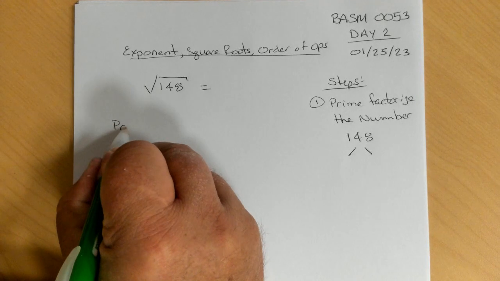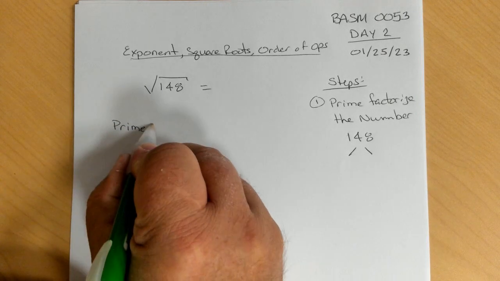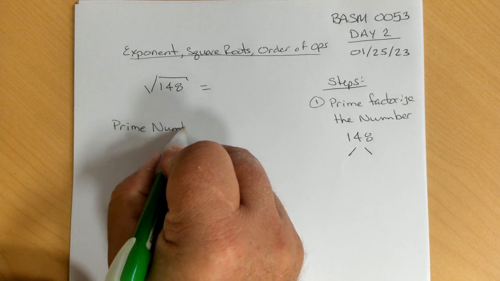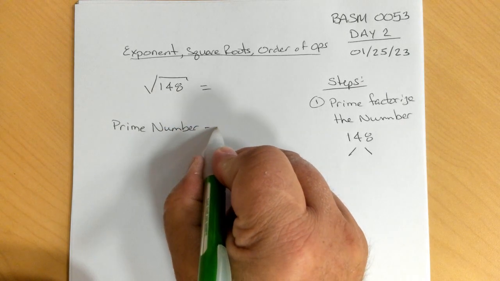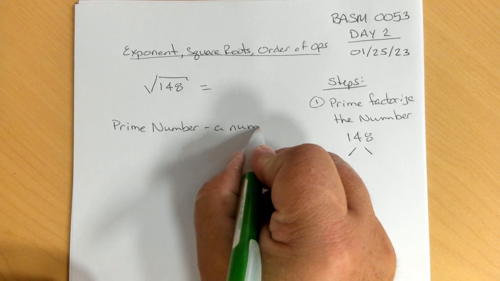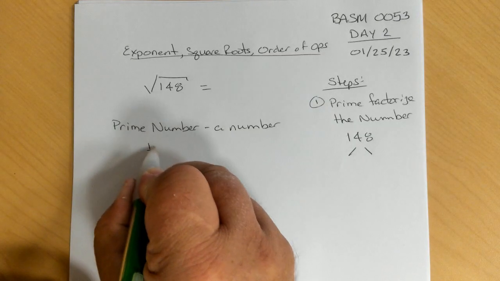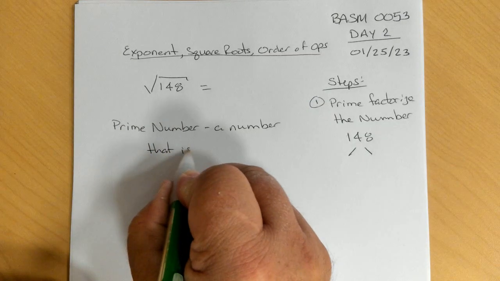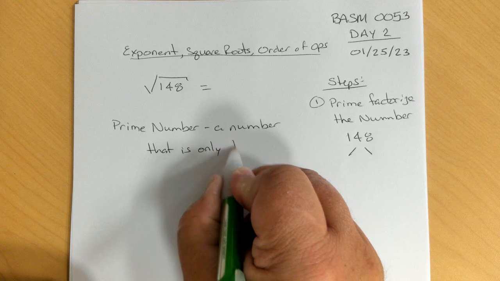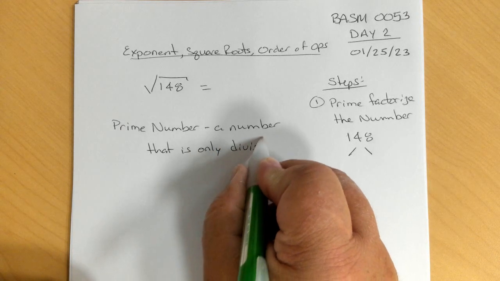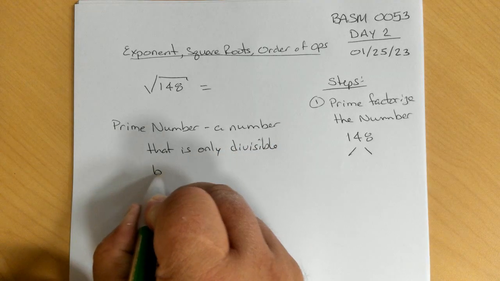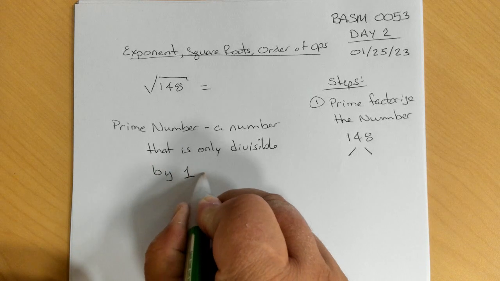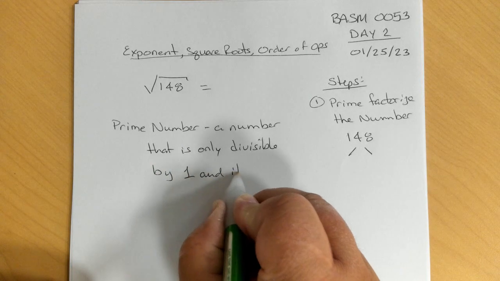When I say prime factor, what is a prime number? A number that is only divisible by one and itself. Very good.